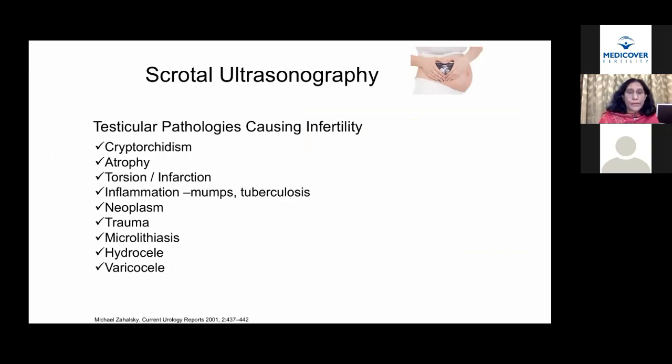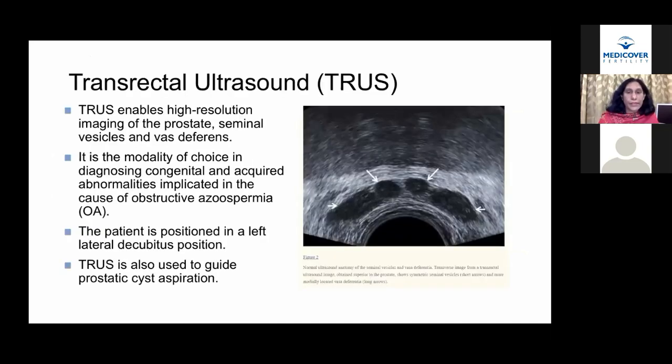So scrotal ultrasonography can detect pathologies like cryptorchism, atrophy, torsion, infarction, inflammation, mumps, tuberculosis, neoplasm, trauma, microlithiasis, hydrocele, varicocele. Now this is a picture of a transrectal ultrasound, which is good for imaging of the prostate, seminal vesicle, vas deferens. And it is the modality of choice in diagnosing congenital and acquired abnormalities implicated in the case of obstructive azoospermia.